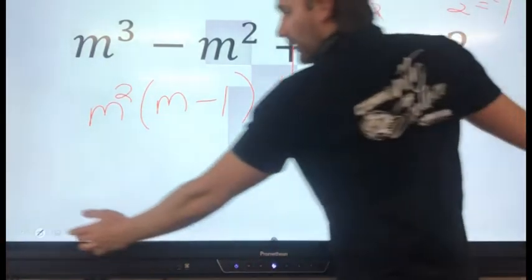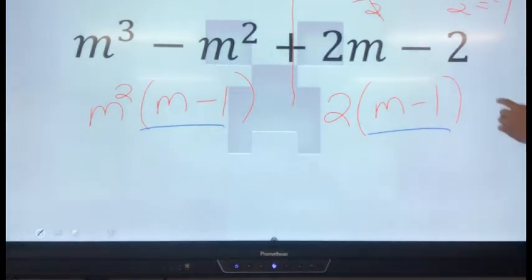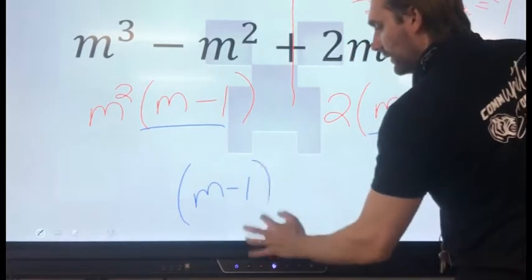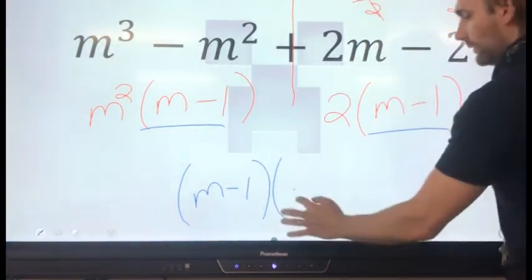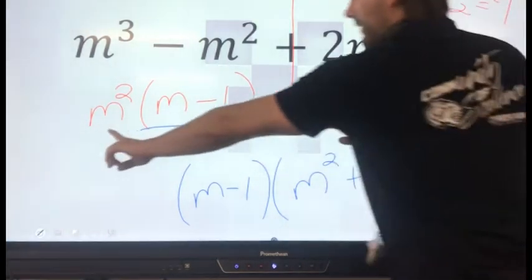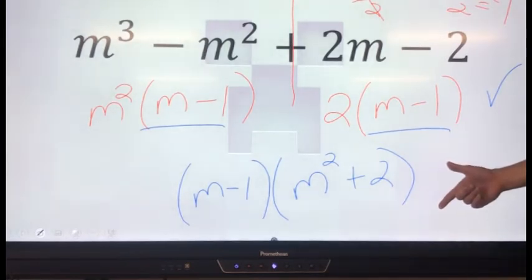Look inside my parentheses. Is this equal? Yeah, I've done it right so far. So now that becomes one of my factors, m minus 1. And my other factor is m squared plus 2, the numbers on the outside. So here it is factored: m minus 1 times m squared plus 2.